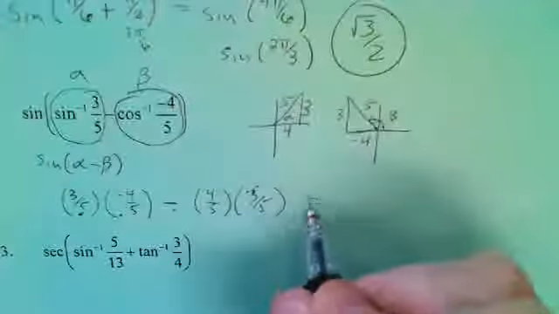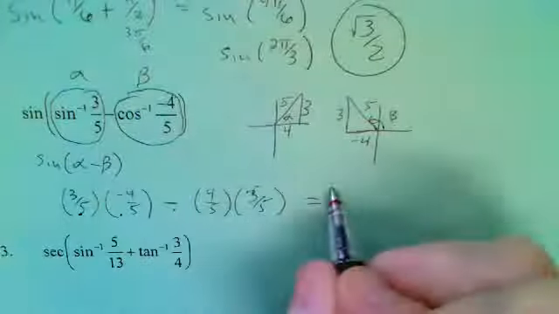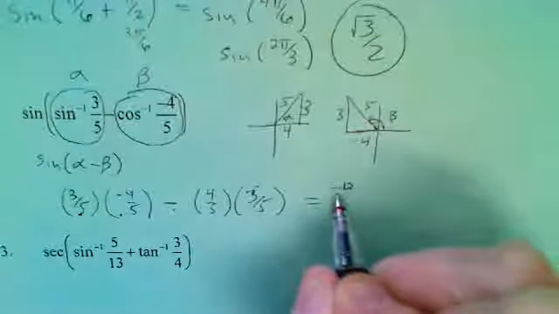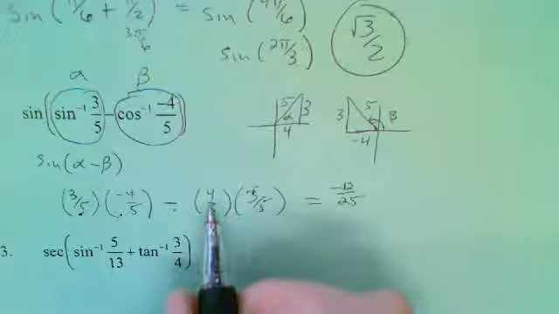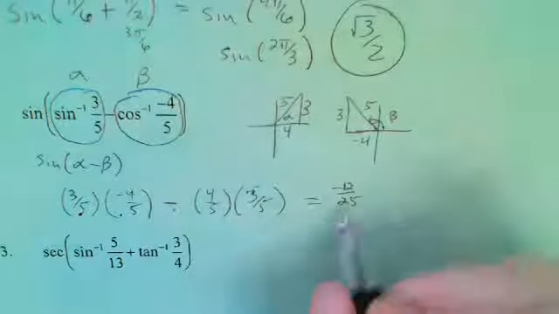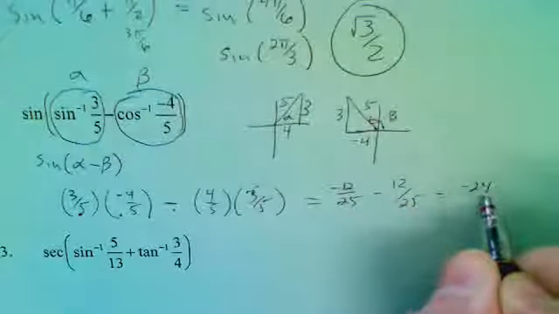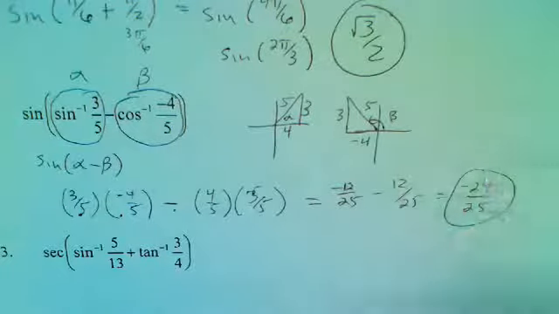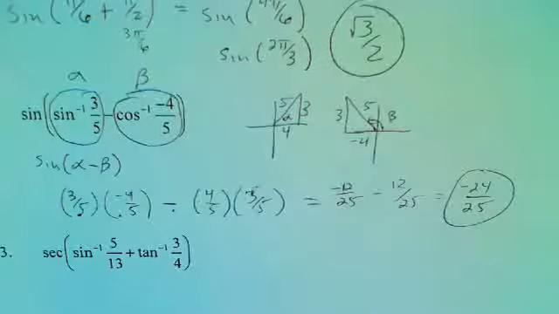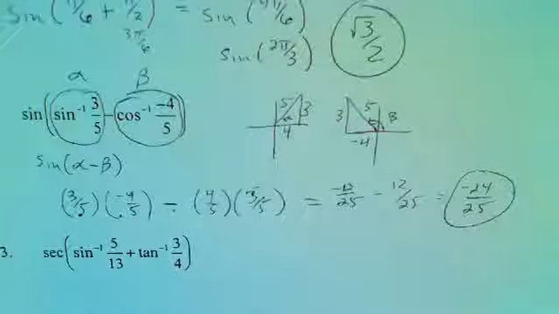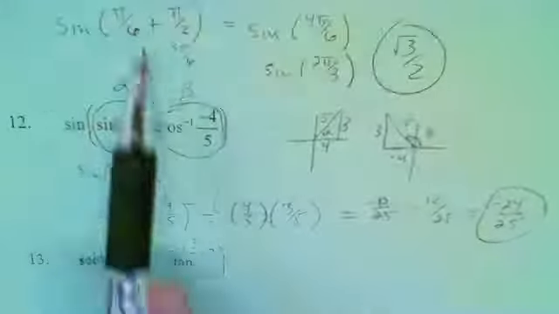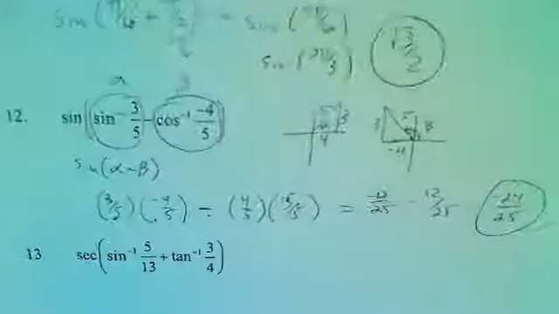And then when I multiply those, I'm going to get negative 12 over 25, and here I'm going to get a negative 12 over 25. So when I add those together, I get negative 24 over 25. Okay, so you did have to draw a picture for those two. And that method would have worked on number 12 as well if you wanted to do it that way.